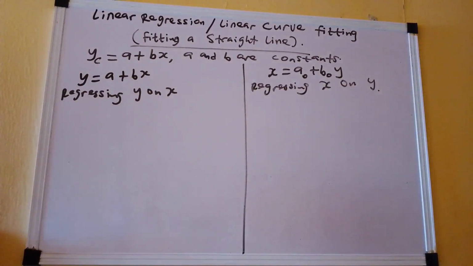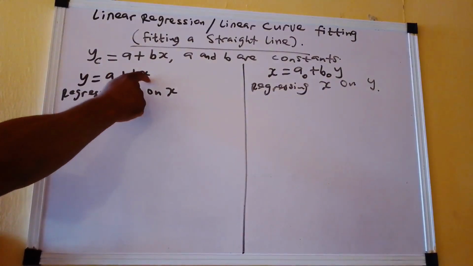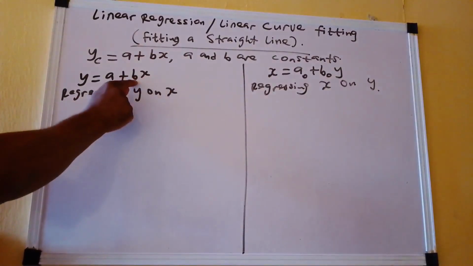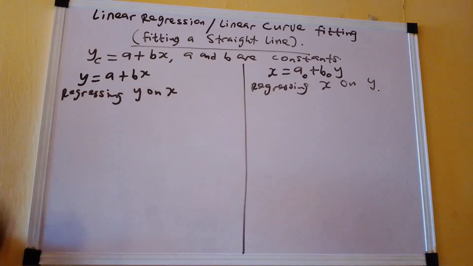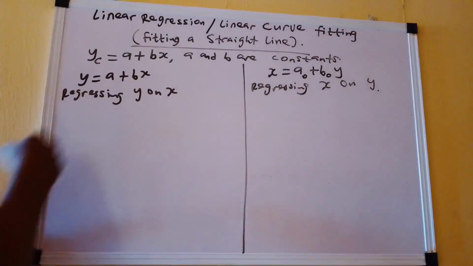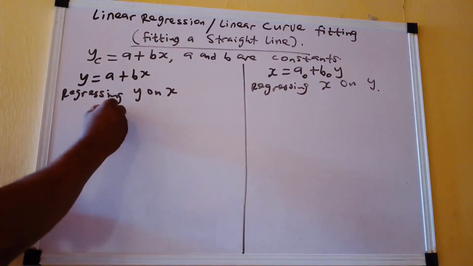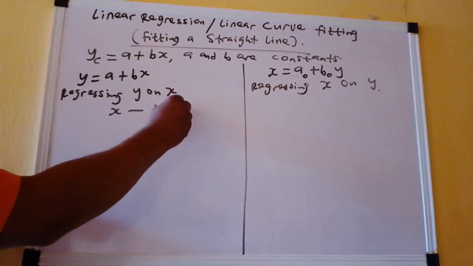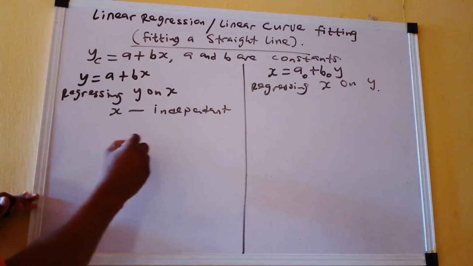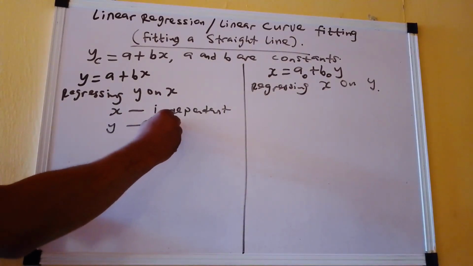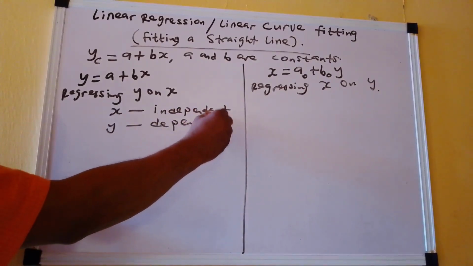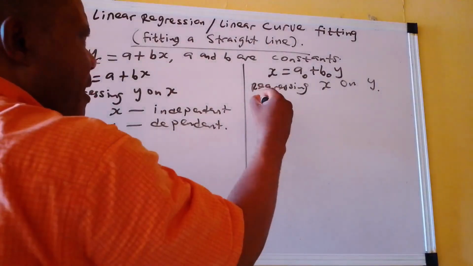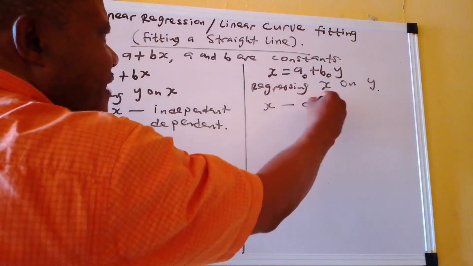Now, for this particular model, this is a straight line model, it means y is depending on x. I told you from the beginning that the variables must be two. The variables here are x and y. The one on the right hand side that is multiplying the slope is known as the independent variable, while the variable on the left hand side is known as the dependent variable. Here, for this particular problem, our x is the independent variable, while our y is the dependent variable. Then here, our x is the dependent variable.